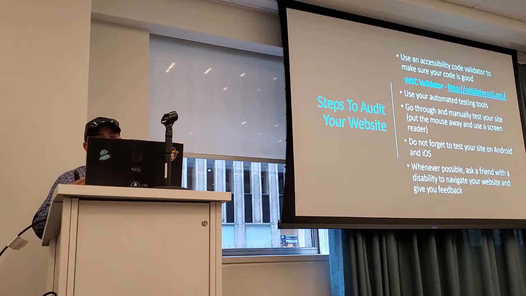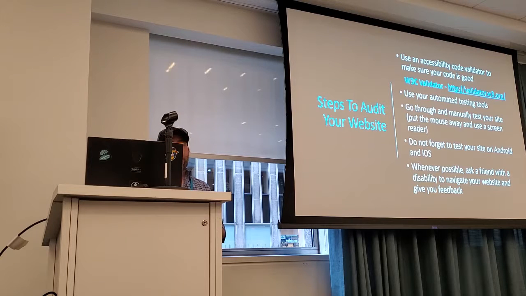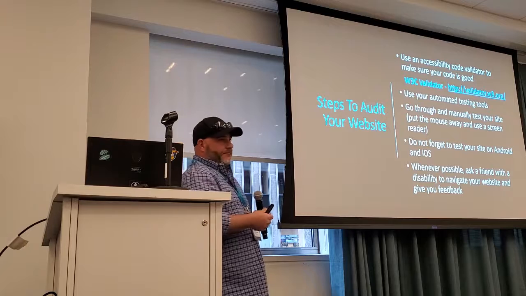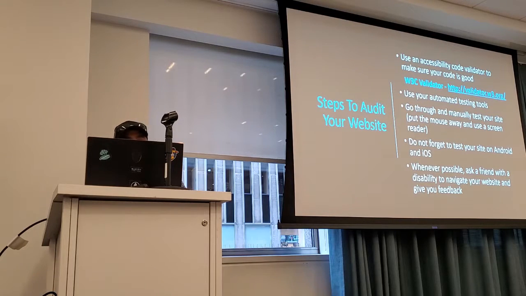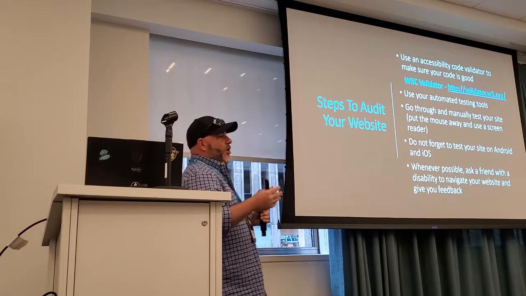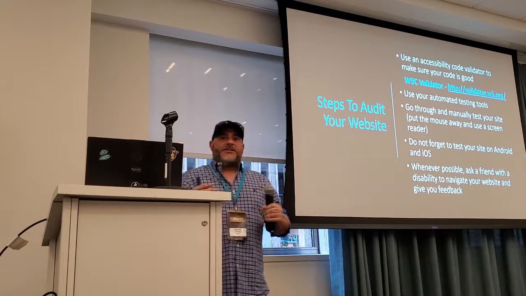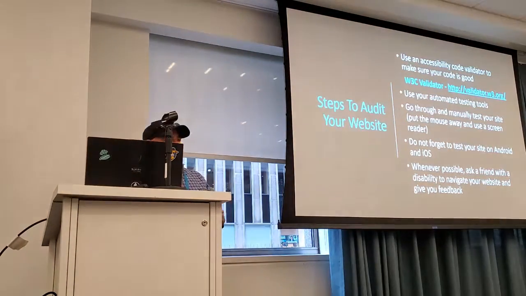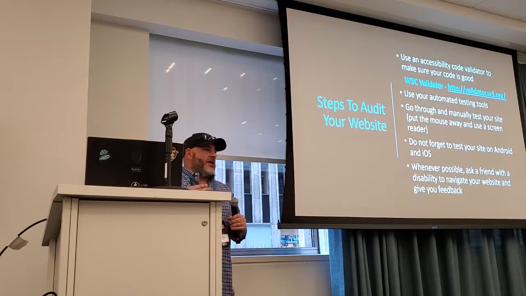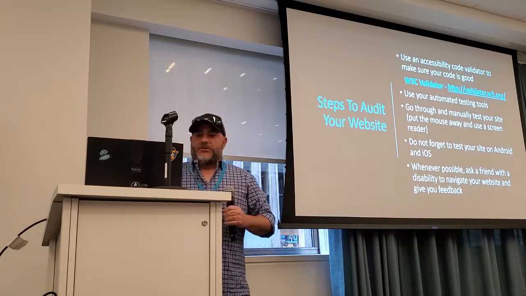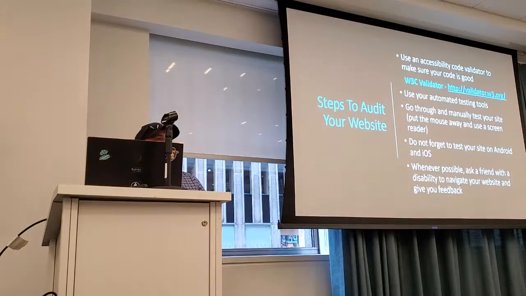All right, after you run your accessibility code validator, use your automated testing tools. And I'll dive a little deeper into this. Testing tools like Axe, Google, Wave, all kinds of stuff. Then you want to go through and manually test your site. Because we can test with automated tools all day long, but that only catches the low-hanging fruit. If you're catching stuff on your automated test, then those are things that really should have been caught during development anyways. So you cannot rely on just an automated tool.